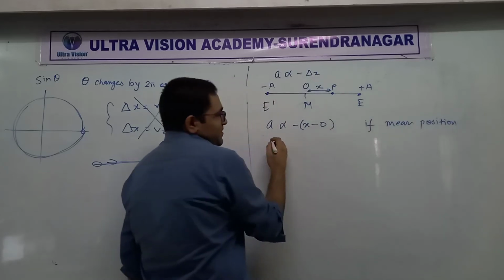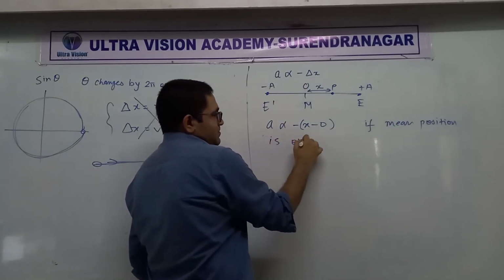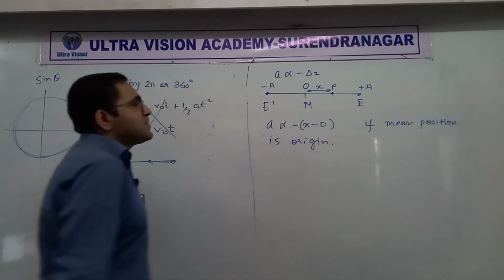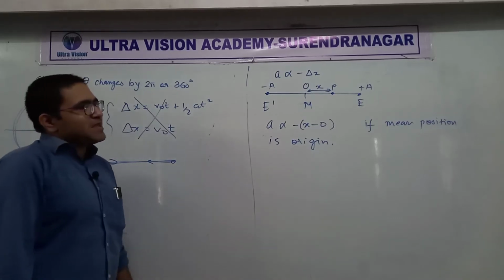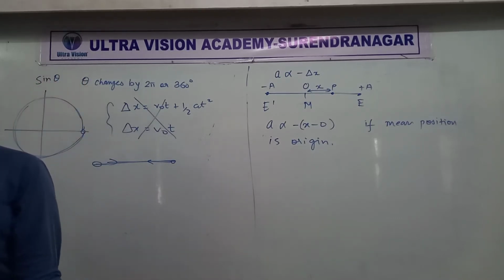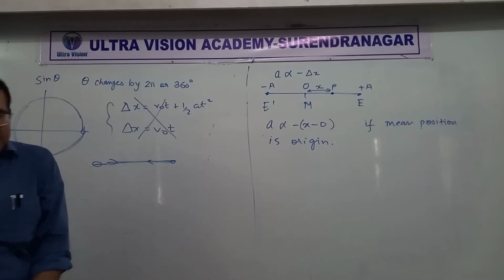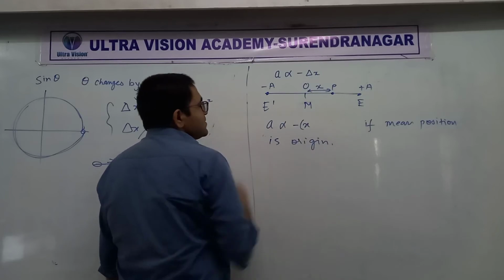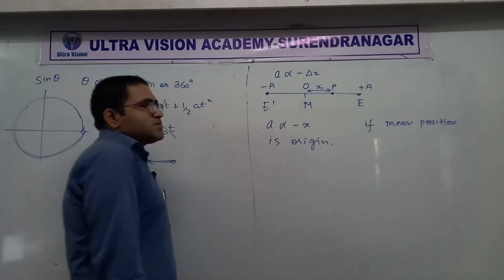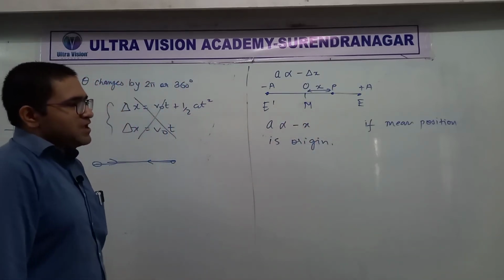Say yes or no if you understand what I am writing. If the mean position is the origin, then acceleration A is proportional to minus (x minus 0). But x minus 0 is x, so there is no need to write x minus 0. Understood?